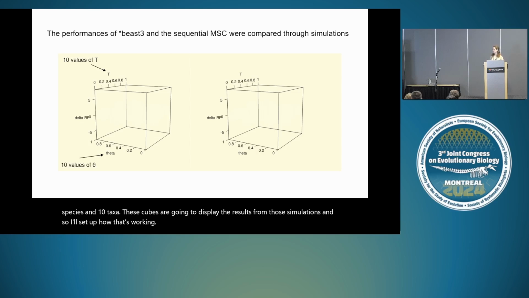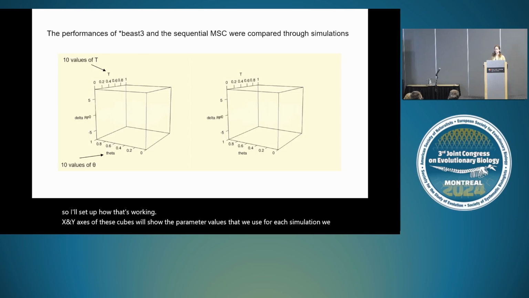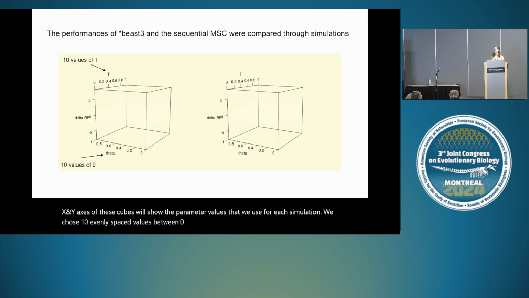The x and y axes of these cubes will show the parameter values that we use for each simulation. We chose 10 evenly spaced values between 0 and 1 for t, or species tree height, as well as theta. Then we took every combination of these parameter values and we conducted a simulation at that combination of values. At the end of this, we had a grid of simulations that covered a wide range of parameter space.